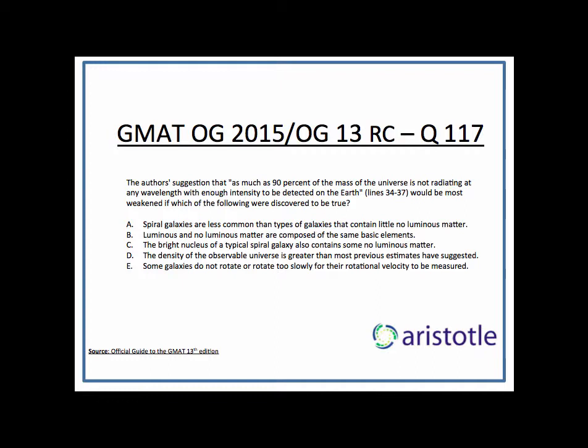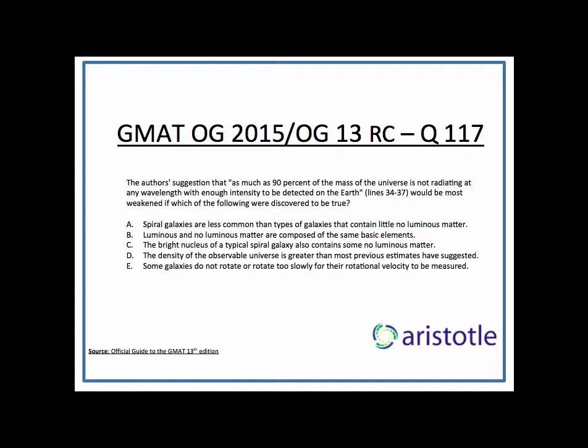In case you haven't understood this passage properly, please watch the video for question 115, in which I discuss the passage in great detail. So the question says, the author's suggestion that as much as 90% of the mass of the universe is not radiating at any wavelength with enough intensity to be detected on Earth. So this suggestion would be most weakened if which of the following were discovered to be true.